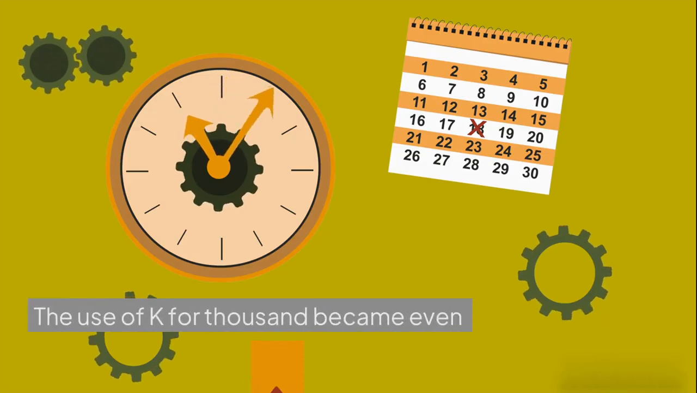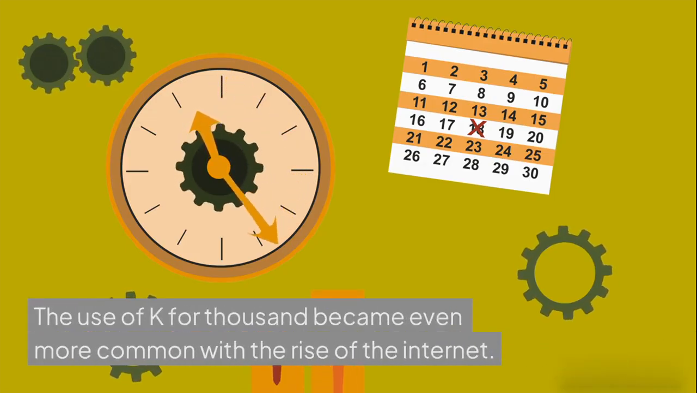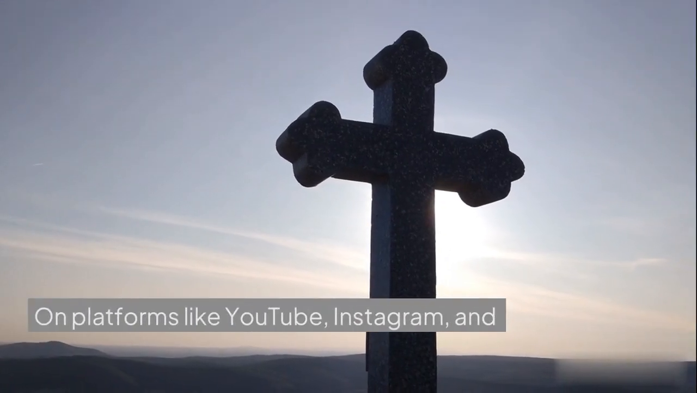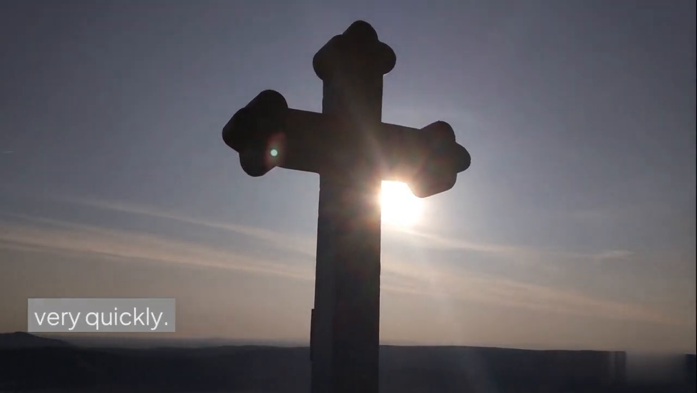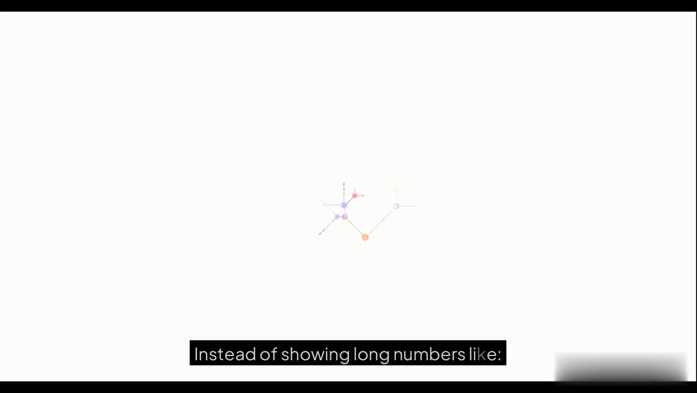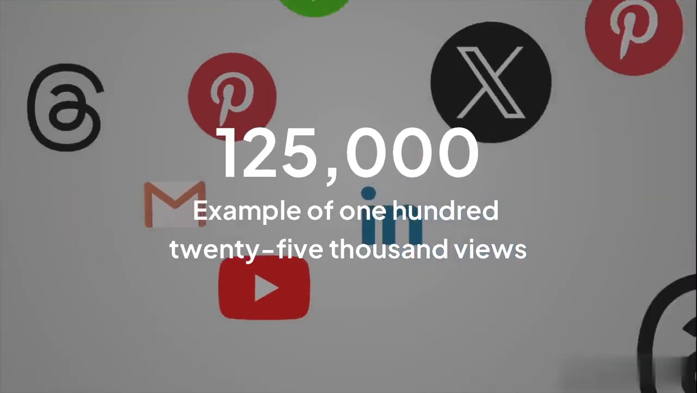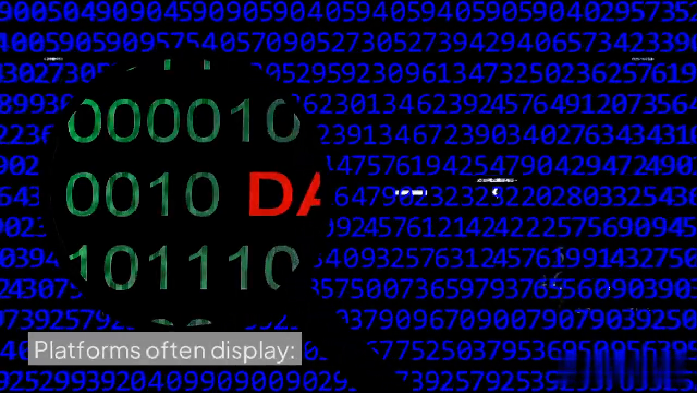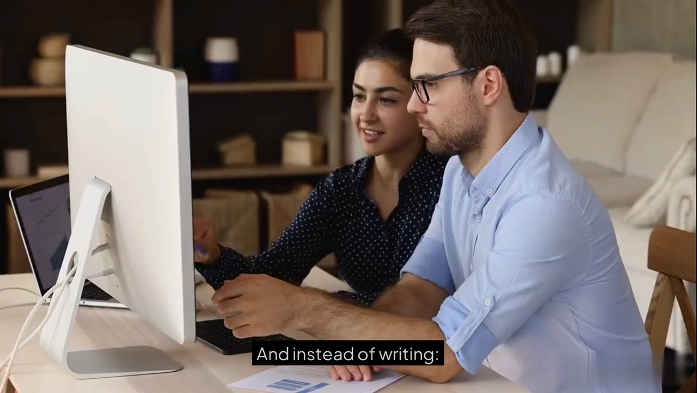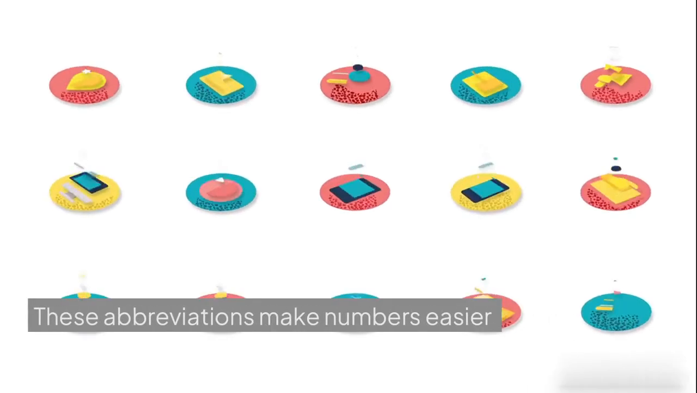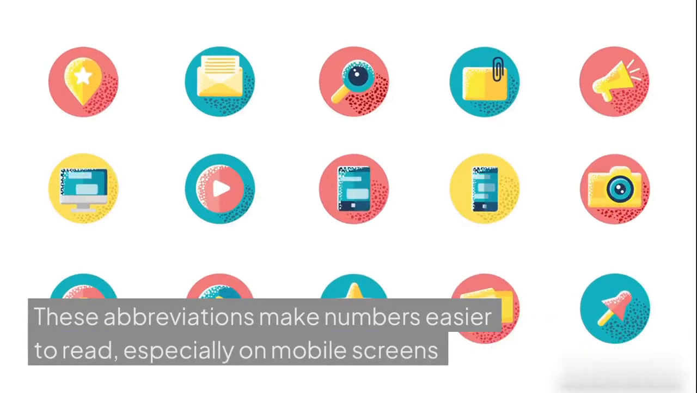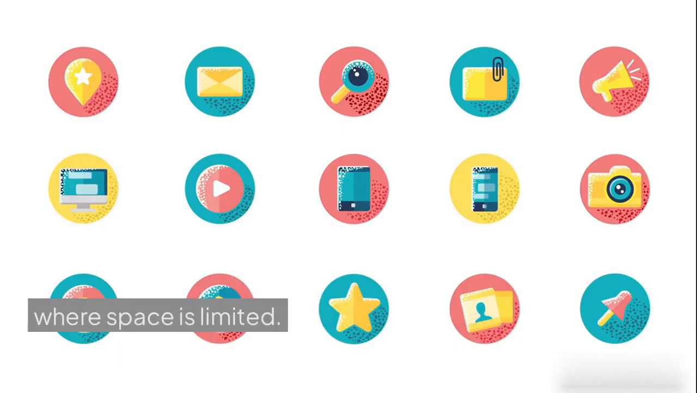The use of K for thousand became even more common with the rise of the internet. On platforms like YouTube, Instagram, and TikTok, numbers can become very large very quickly. Instead of showing long numbers like 125,000 views, platforms often display 125K views. And instead of writing 2,000,000 followers, they might display 2M followers. These abbreviations make numbers easier to read, especially on mobile screens where space is limited.